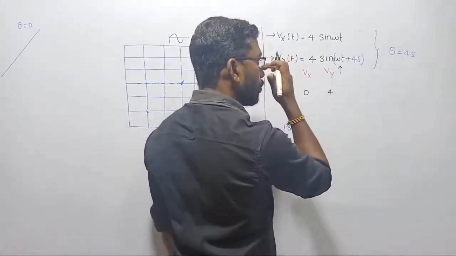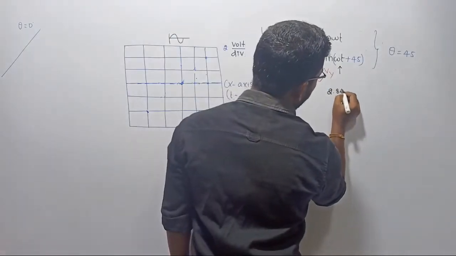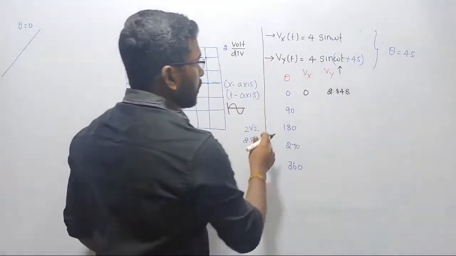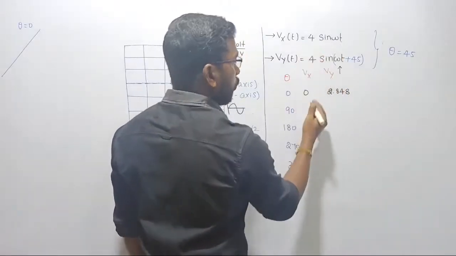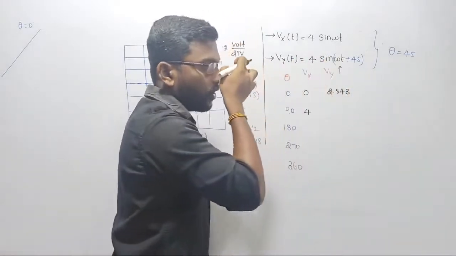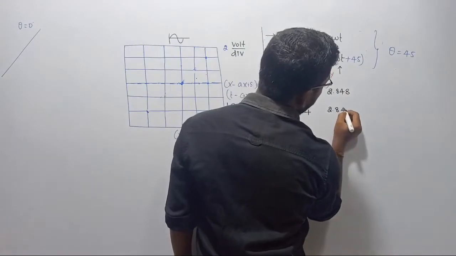No, 2 into root 2, in the sense that is 2.848, right? Sorry, that is 2.848. Yeah, I'm correct. Next, let us see at theta equal to 90 degree. Sin 90 is 1. 1 into 4 will become 4 only. What about here? That becomes 135. 135 will again give you the same value, that is 2.848 only.